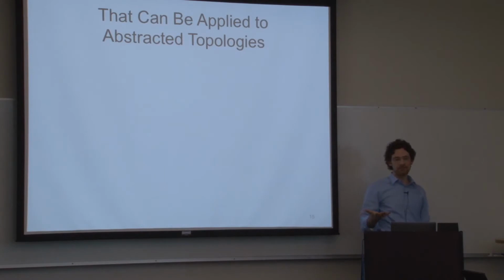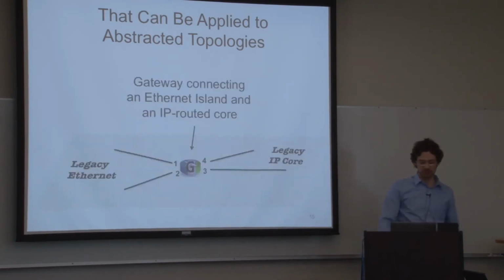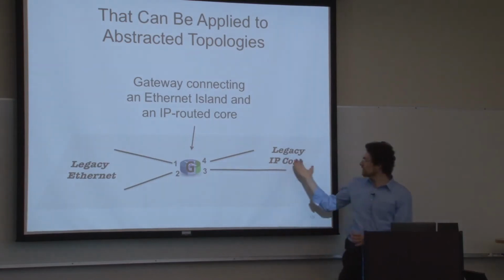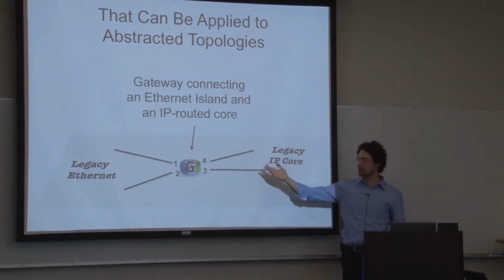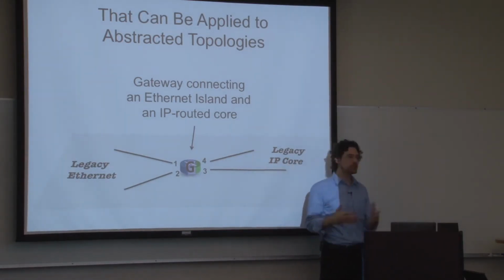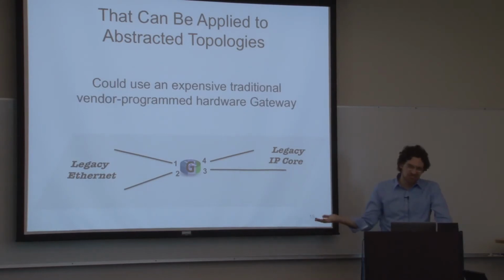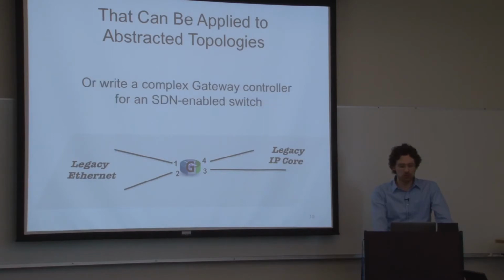But there's more than just a powerful policy language. We also allow for a rich variety of different topology abstractions, which can be used for programmatic purposes. So for example, let's say you've got a legacy system. You've got some legacy Ethernet over here. You've got a legacy IP core over there. You had an old gateway that you want to replace, and you'd like to use a software-defined networking node, an OpenFlow-enabled switch, because the traditional one's kind of expensive and doesn't give you the flexibility you want.